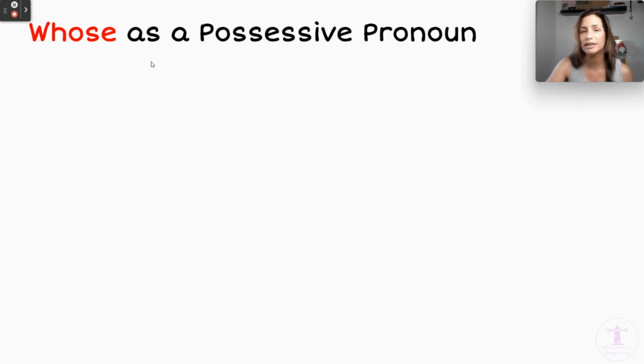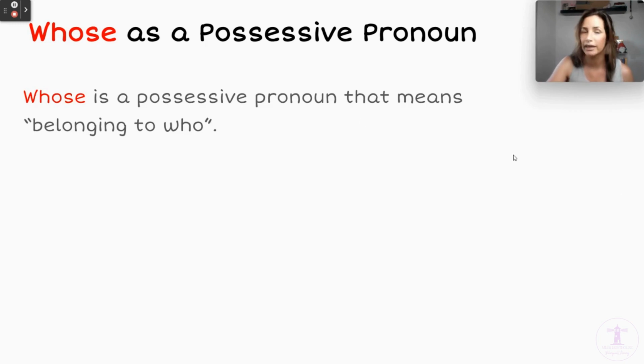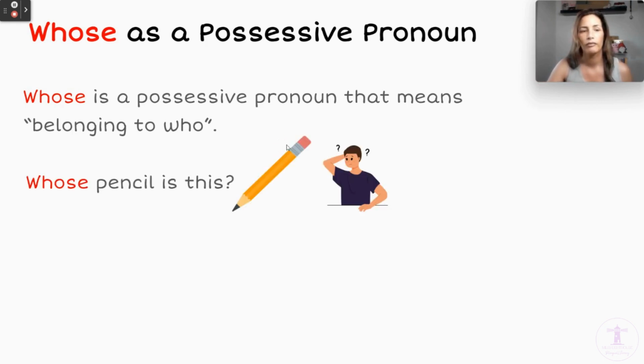So whose, let's see the first meaning. Whose as a possessive pronoun. Okay, so again, it means belonging to someone. Is it my pencil? Is it her pencil? So the first one, we've seen it before. It's a pencil, and this boy is thinking, whose pencil is this? To who does this belong to? Whose pencil is this? A little faster. Whose pencil is this? And now much faster. Whose pencil is this?